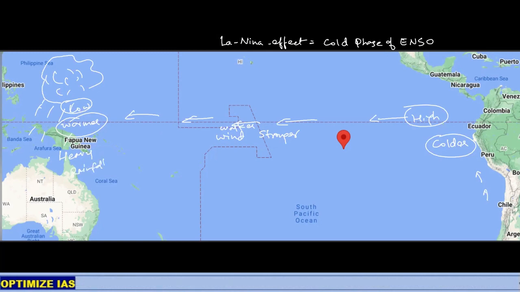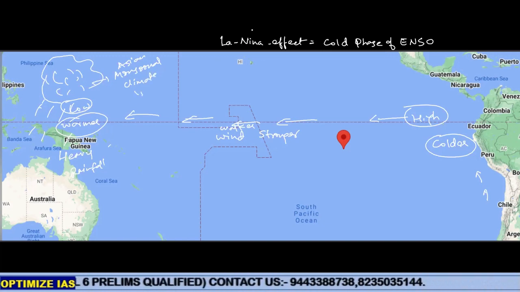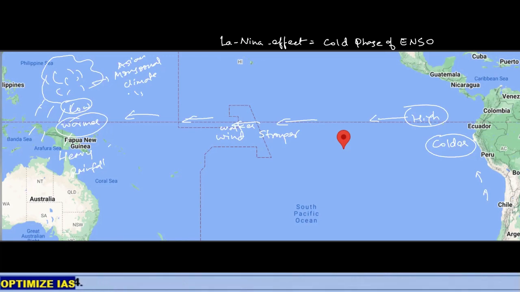So the monsoon will be what? The monsoonal climate will be what? So the Asian monsoonal climate behavior will be above normal. Asian monsoon, Australian monsoon, Indian monsoon, any monsoonal climate will be above normal.